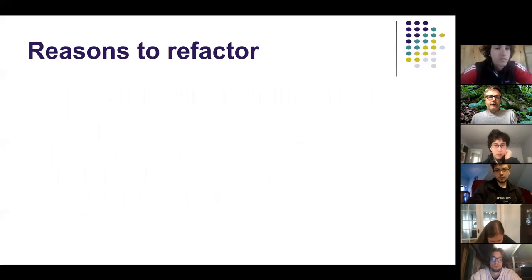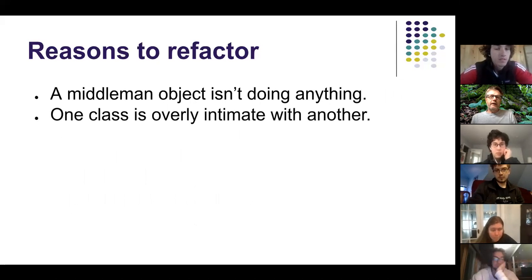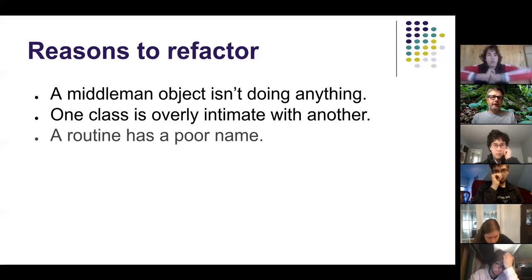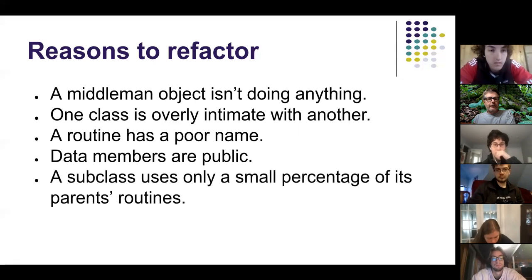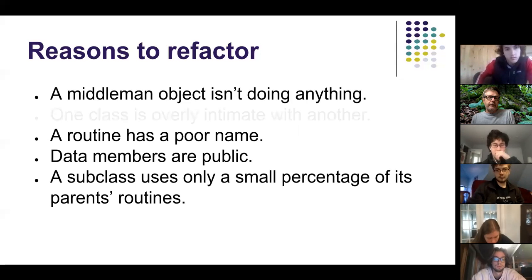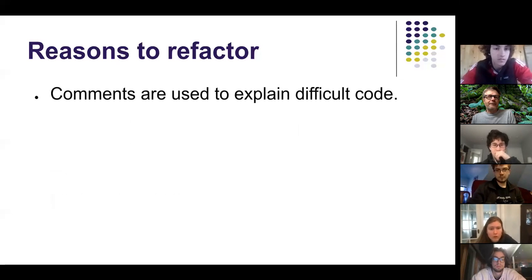There we go. The middleman object isn't doing anything. One class is overly intimate with another, right? So if classes are digging around inside each other, maybe, again, you didn't slice it up right. That's too much cohesion. If things just have poor names. If data members are public, generally we want to keep things private. If a subclass uses only a small percentage of its parents' routines.